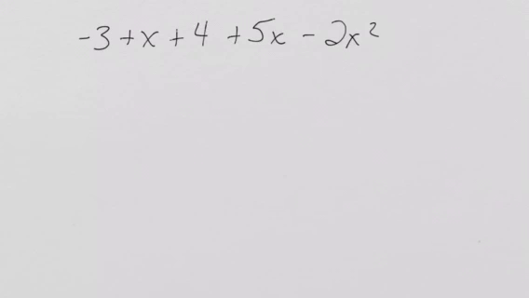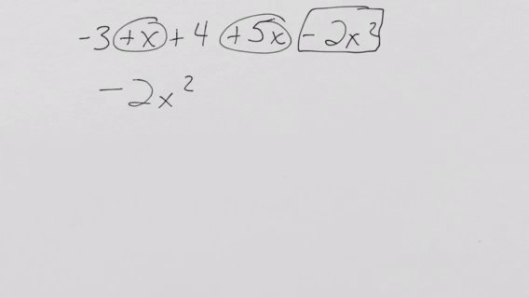All right, let's go for this next one. Notice we only have 1x squared, but in this case it's a negative 2x squared. Then let's go for our x's. Well, 1x plus 5x is 6x's. And then we have a plus 4 and a minus 3. So positive 4 plus negative 3, well, that's just plus 1.